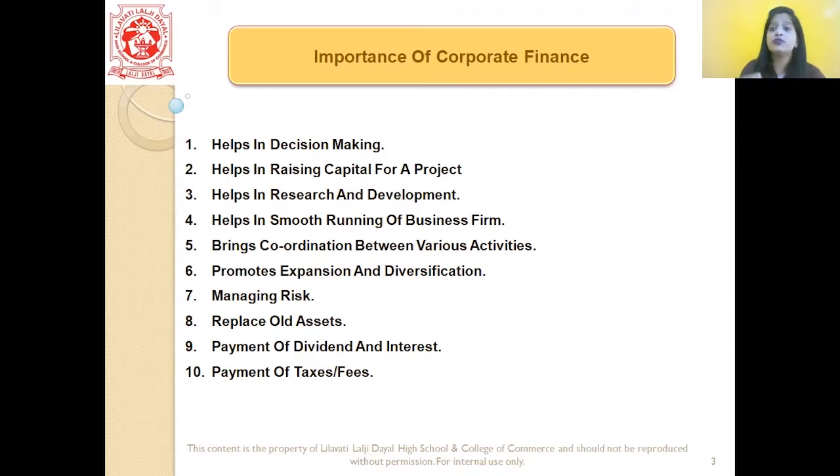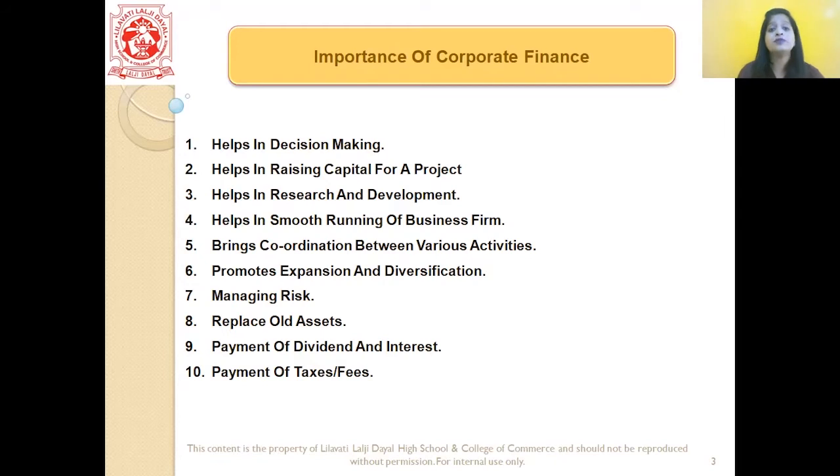Third, it helps in research and development. Students, as you know, research and development is very essential for the growth and expansion of the business. If there is proper technical work and proper research work, it would help to acquire new things into your business organization. But when will this be possible? Only when you have finance. If you have finance, it will help you in research and development.